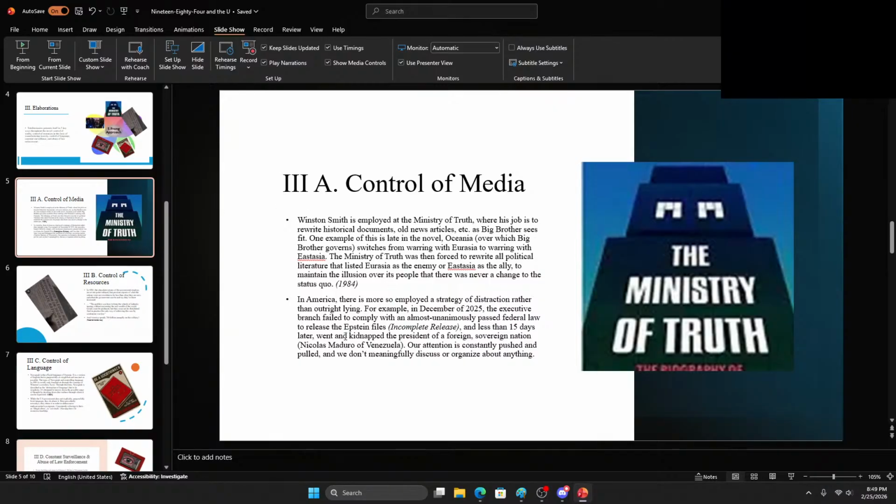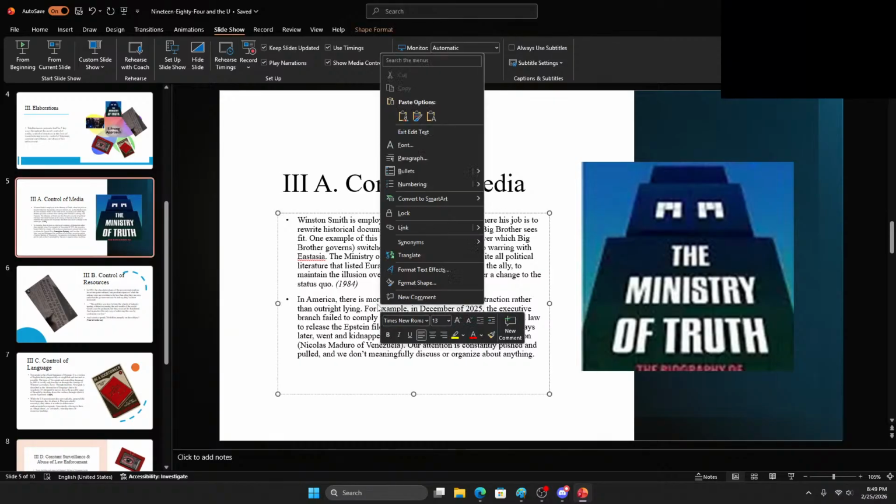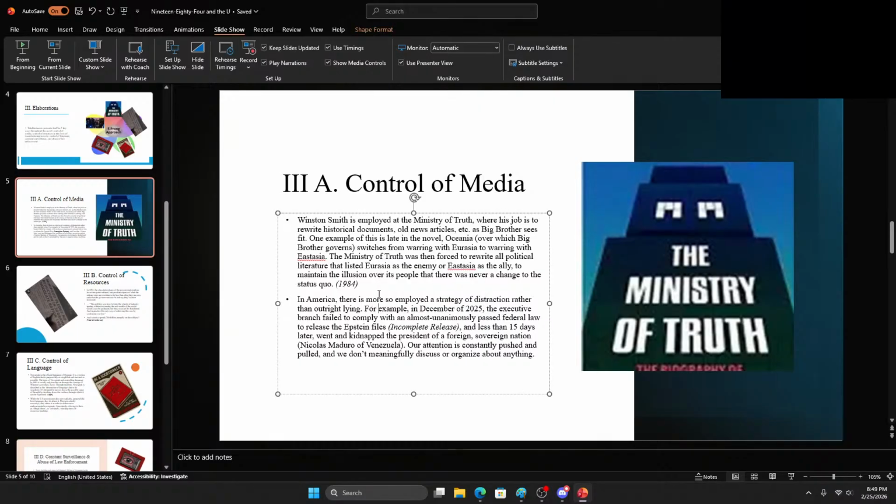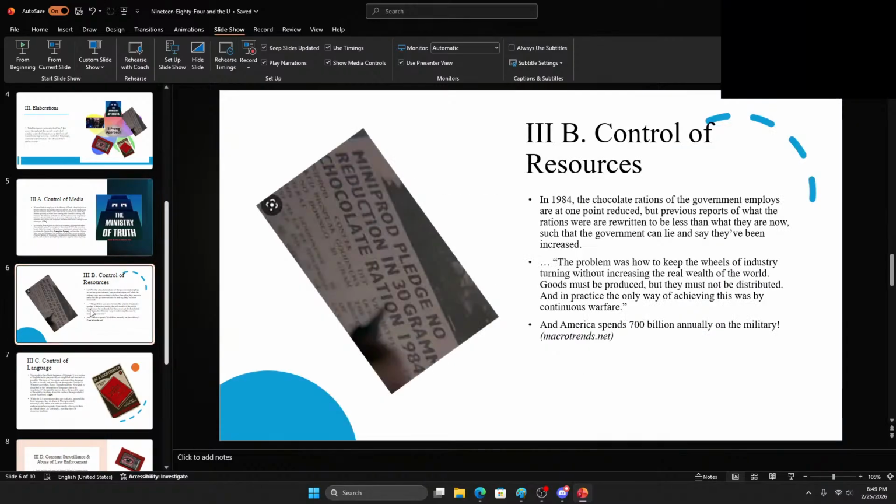And then in America, my example of how media is controlled was not in the form of outright lying or erasing documents. We don't know of any of that happening explicitly. So I talked about them utilizing distraction instead. And you can read it if you want. The control of resources.